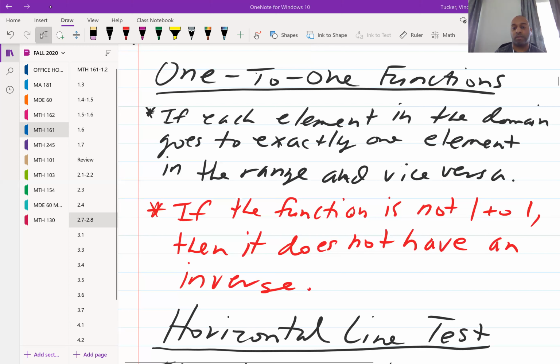All right. The reason why this is important is because if the function is not one-to-one, then it does not have an inverse.